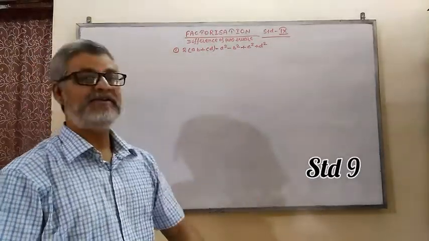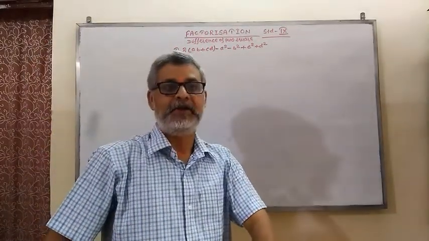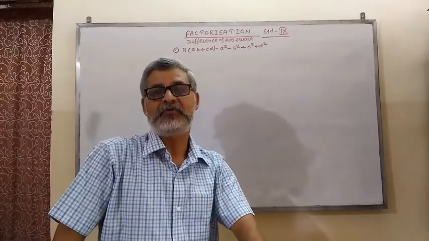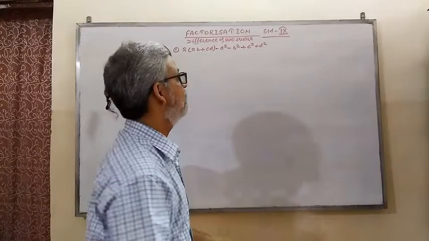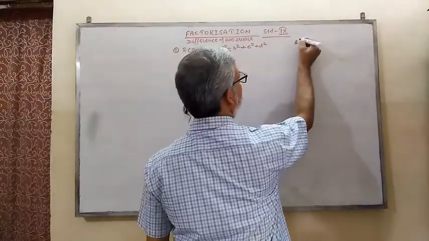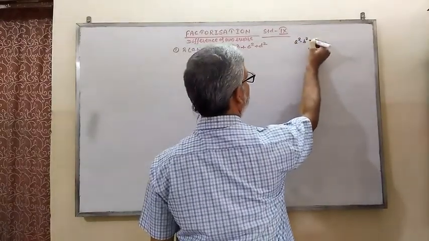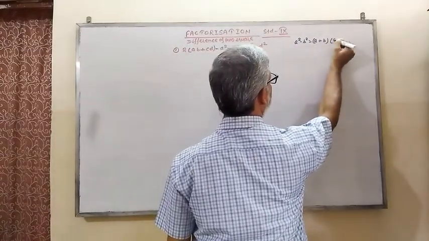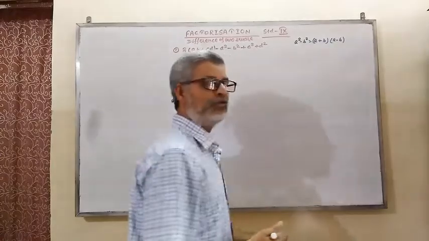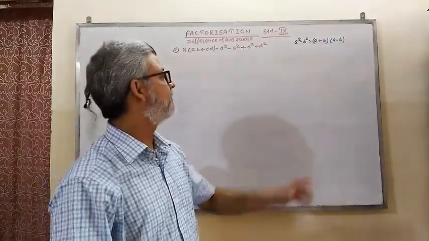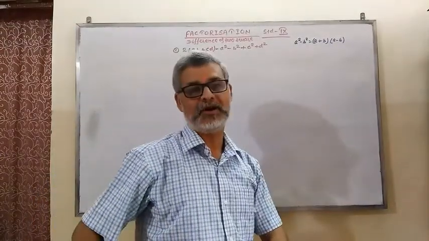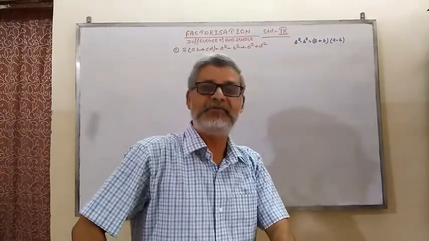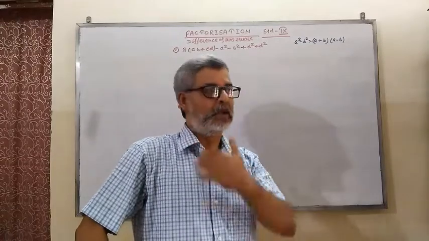Now, factorization for standard 9. In the previous video, I started the difference of two squares, that is, a square minus b square is equal to a plus b into a minus b. A few questions were explained in the previous video, where a square minus b square can be written as a plus b into a minus b.